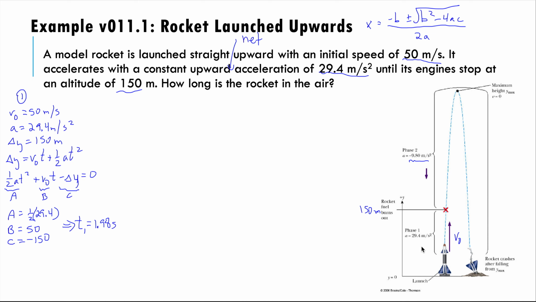Now we need to find the time for the second phase. You may be tempted to calculate the time to go all the way up and then all the way down. But as in the previous example that we did, we can just find the time from the red X all the way down to the ground in one step, by remembering that all that matters is the displacement from here down to here. We know that displacement from here to here is negative 150 meters since we're going down. That's our delta y for phase 2.